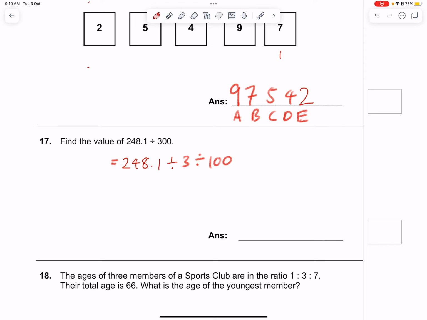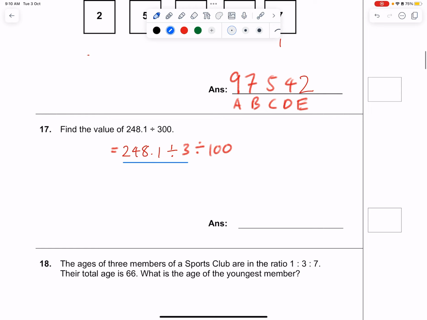So what I want to do is deal with this first, the smaller number, so we don't have such an issue. Now in this case, because this is booklet B, you have no other way but to use your long division method. So I'm going to show you how to do long division method one time for this paper, and then I'm not going to do that anymore because I do not want to waste time. So your 3 is on the outside, and then your 248.1. Now when doing division, you need to align your decimal point.